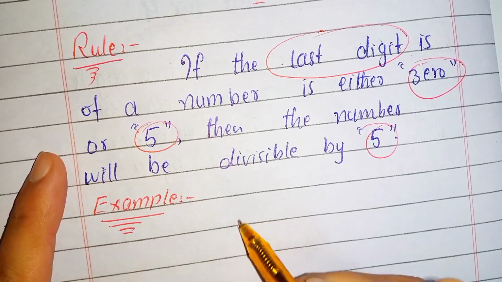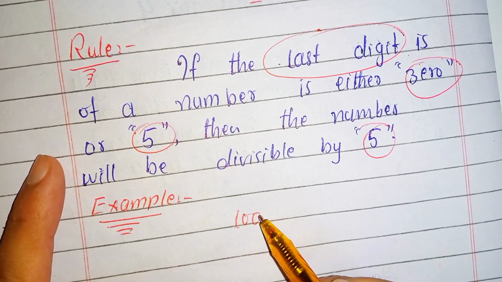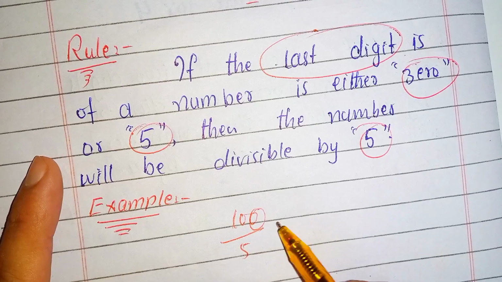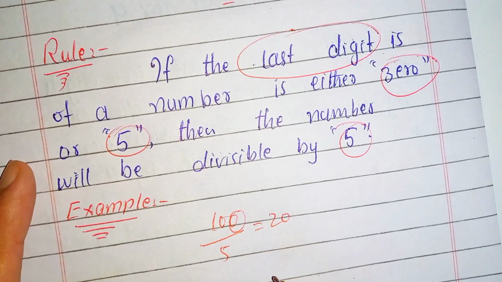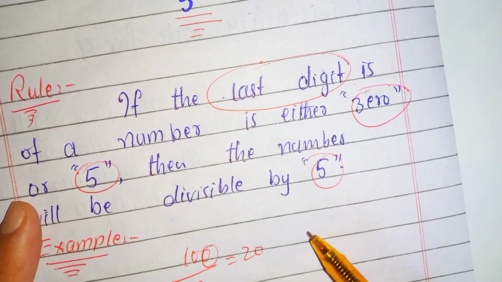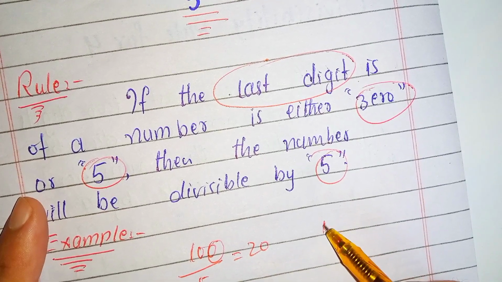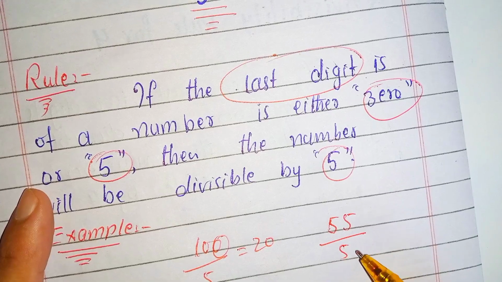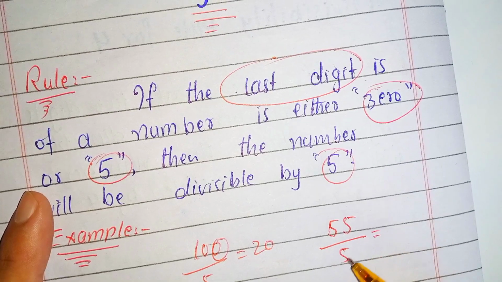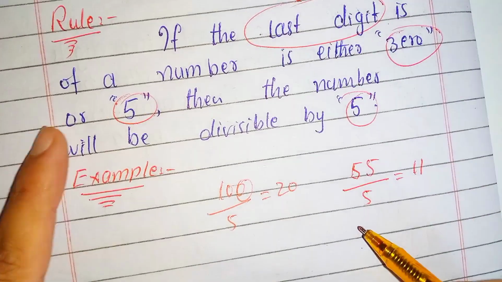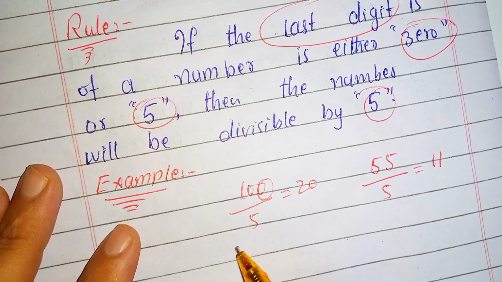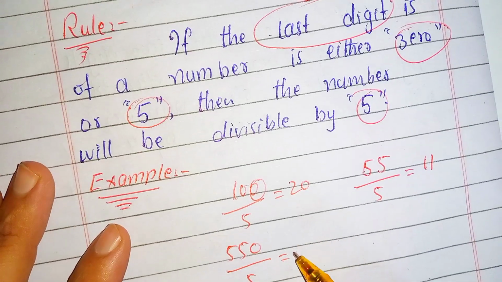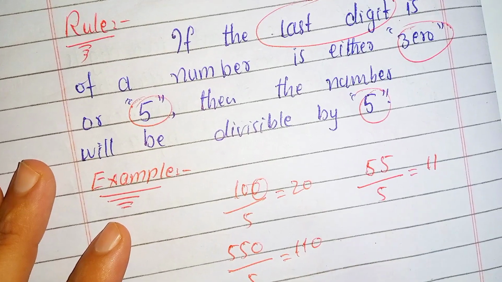Let's see an example, 100. Here we see that the last digit of this number is 0, and 100 is divisible by 5, which is equal to 20. Here is another example in which the last digit is 5. Let's take 55 as an example. 55 is divisible by 5 because it is equal to 11. Let's see another example, 550 divided by 5, which is equal to 110, right?